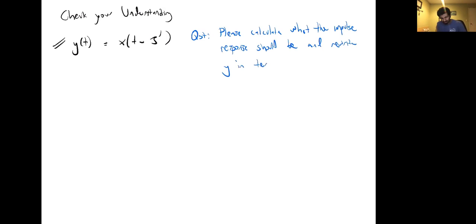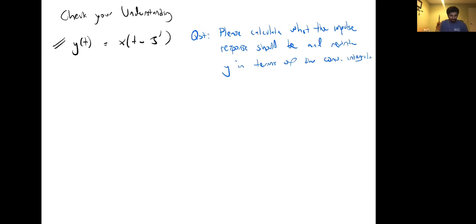The question is, please calculate what the impulse response should be, and rewrite y in terms of the convolution integral.